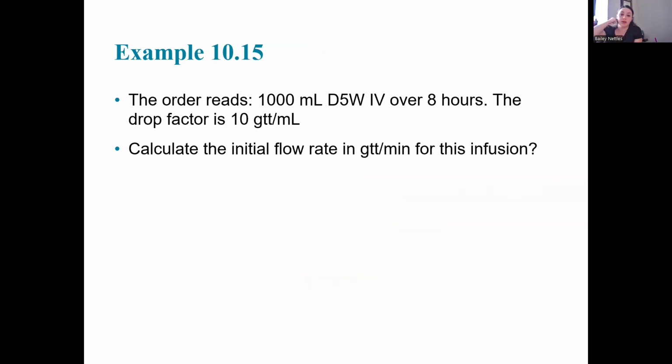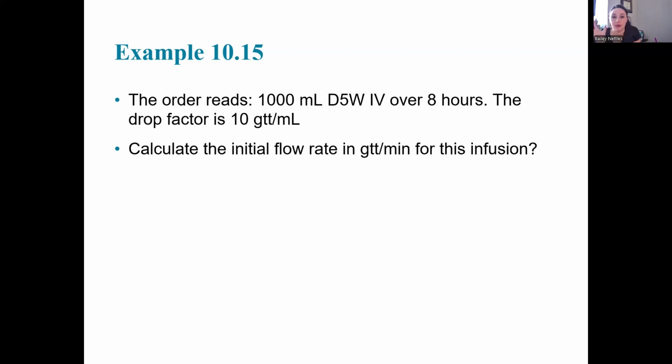Okay. So, you have an order for 1,000 milliliters of D5W. It's always D5W. Why do they use that one so much? IV over 8 hours. The drop factor is 10 drops per milliliter. Calculate the initial flow rate in drops per minute. So, order 1,000 mLs over 8 hours. Our rule, drop factor, is 10 drops per mL. Our question is drops per minute.